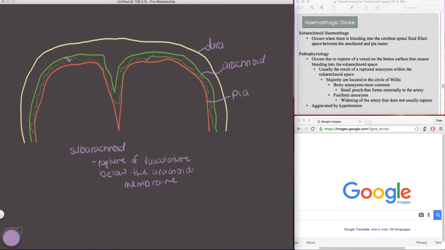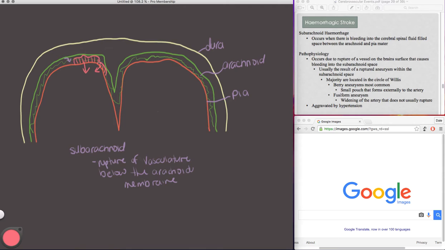And like we mentioned, what's going to happen is we're going to have an accumulation of blood, or a buildup of blood within this arachnoid space or below that arachnoid membrane, and that's going to allow increased pressure onto the brain, and that's going to cause a lot of stroke-like symptoms.